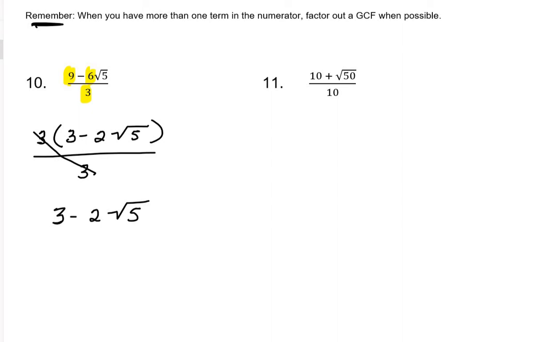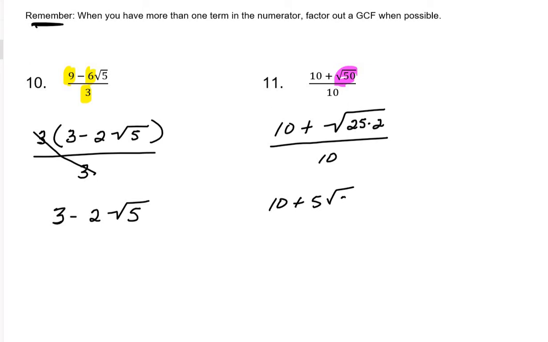Okay, problem 11. Again, I'm going to start off by simplifying what's under the radical sign, the square root of 50. I can break that up into the square root of 25 times 2. And the square root of 25 is 5. So I'm going to have 10 plus 5 times the square root of 2 divided by 10.